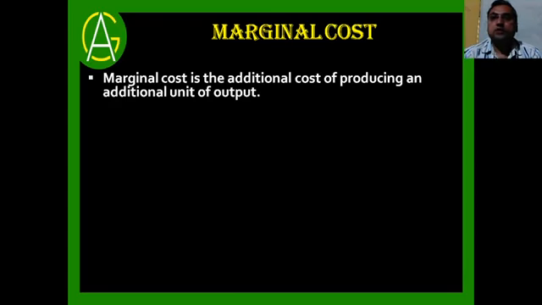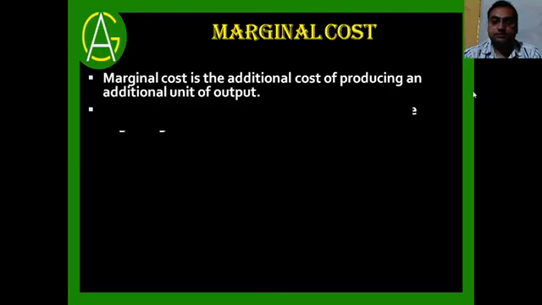Then comes marginal cost. Before learning the marginal cost curve, we need to understand what we mean by marginal. Friends, you know very well, whenever we talk about marginal, it means additional one. So marginal cost is the additional cost of producing one additional unit. Marginal cost is the additional cost of producing an additional unit of output. When we produce one more unit, the cost of that one more unit is considered as marginal cost or additional cost.